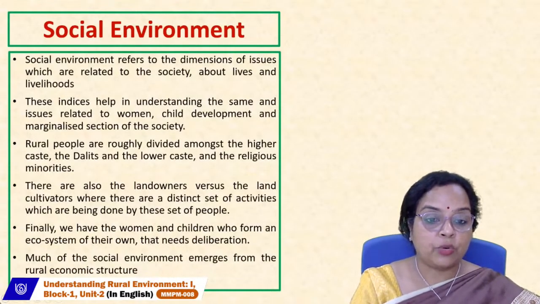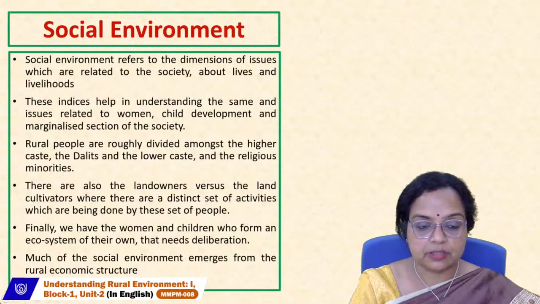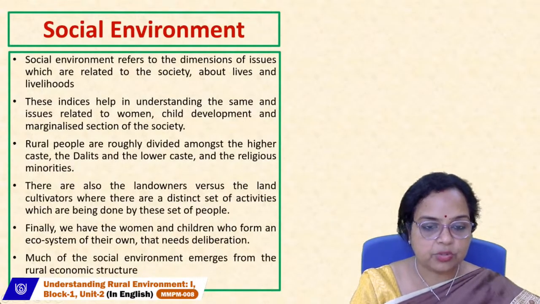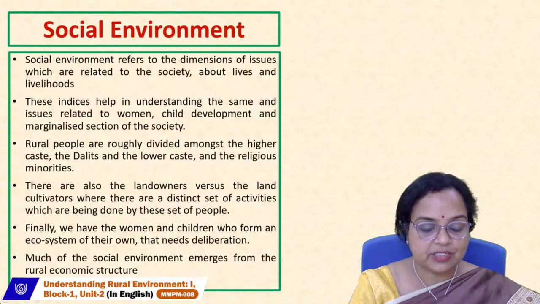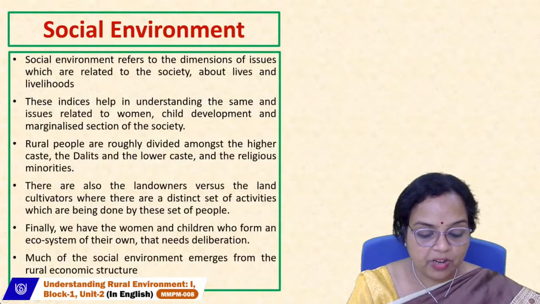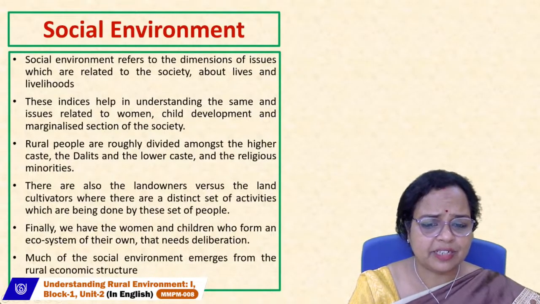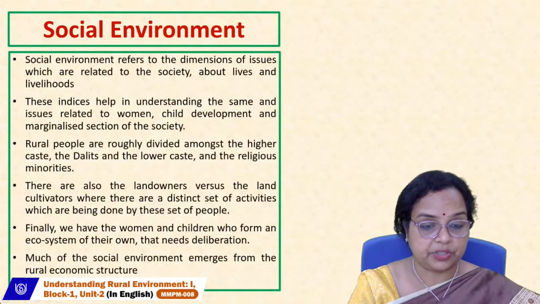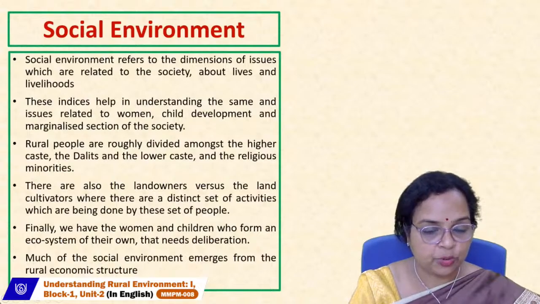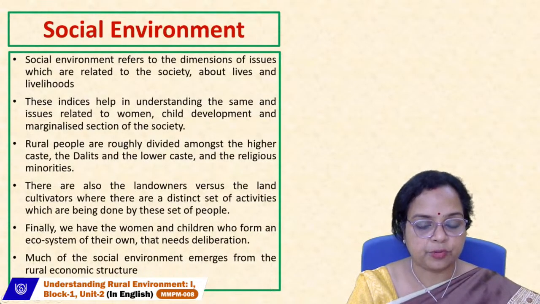There are also the landowners versus the land cultivators. Farmers are usually not the landowners. Few farmers provide their services to the landowners. So there is again diversity. Few are landowners, few are the cultivators for them, and a distinct set of activities is done by each set of people. Finally, we have the women and children, who form an ecosystem of their own that needs deliberation. We cannot ignore the women and children of the rural belt.